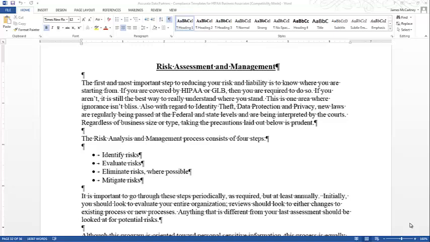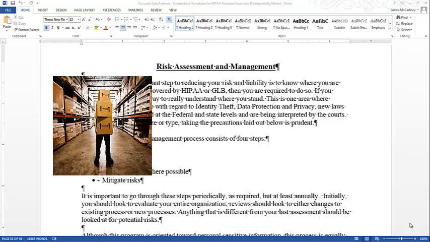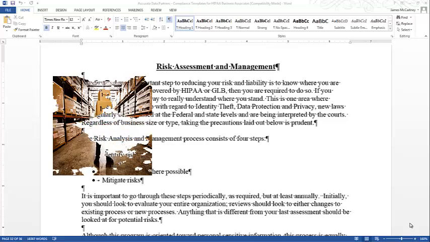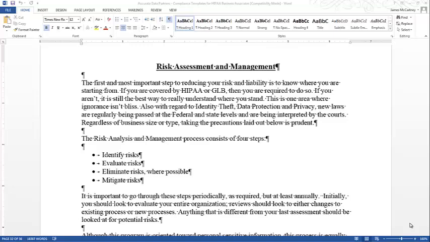As with other sections, this tutorial is meant to complement the documents, not to replace them. The first step in any risk assessment is to conduct an inventory. And while it's important to do this for every aspect of your business, in this case we will just be looking at the information you collect and retain.